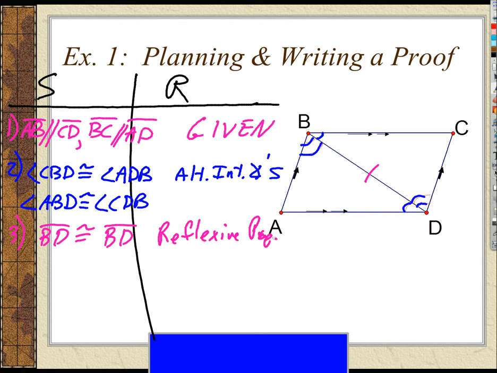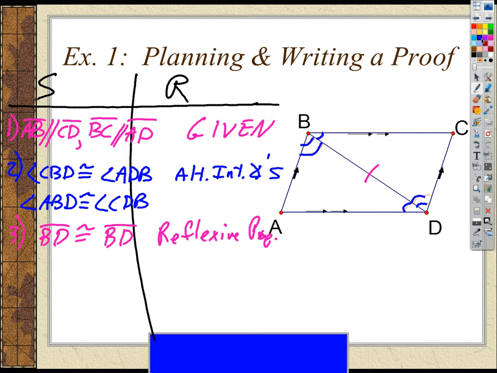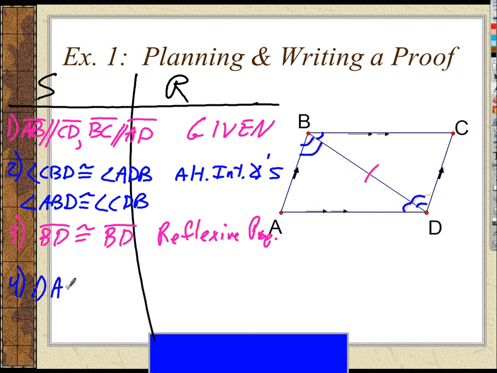Okay. So step 4, we said triangle ABD was congruent to triangle CDB by ASA, and then finally, last step.